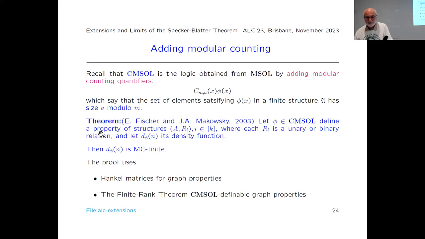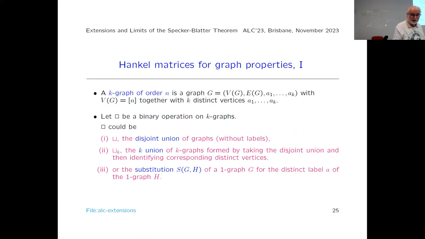Now, what is a Hankel matrix? A Hankel matrix is a matrix with certain properties which is used in numerical analysis. You can Google Hankel matrix and you find 30,000 papers in all kinds of fields. We'll see in a moment.